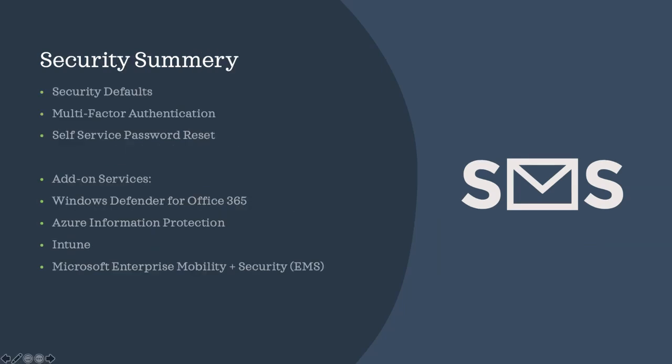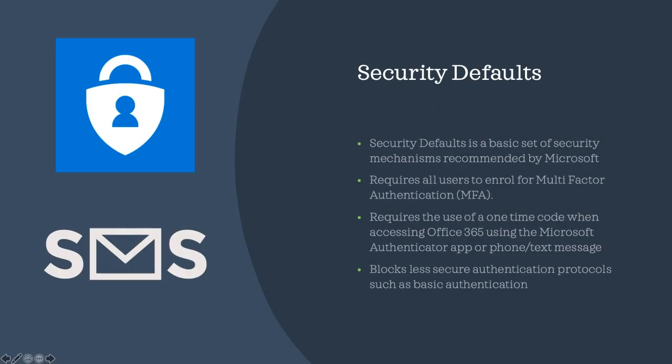So today's webinar is about security on Office 365, and this is just a quick summary of the areas that we're going to be covering today. The first one is going to be security defaults and what they are. The next one is multi-factor authentication, on what this is and why you want to use it. There's also a self-service password reset, and then there's some paid for add-on services, including Windows Defender for 365, Azure Information Protection, Intune, and there's an optional one, which is Microsoft Enterprise Mobility and Security. So let's start with security defaults.